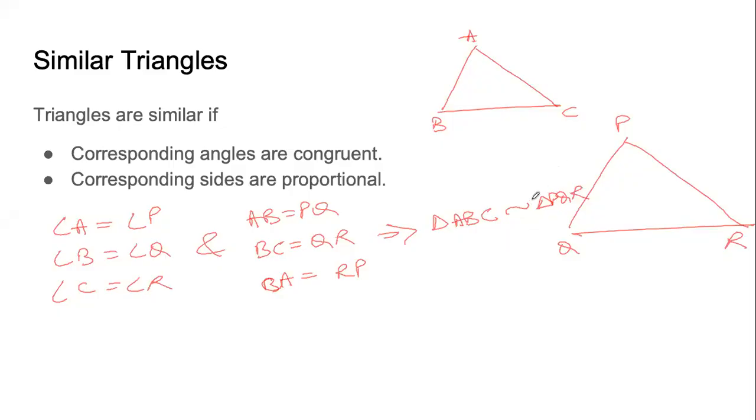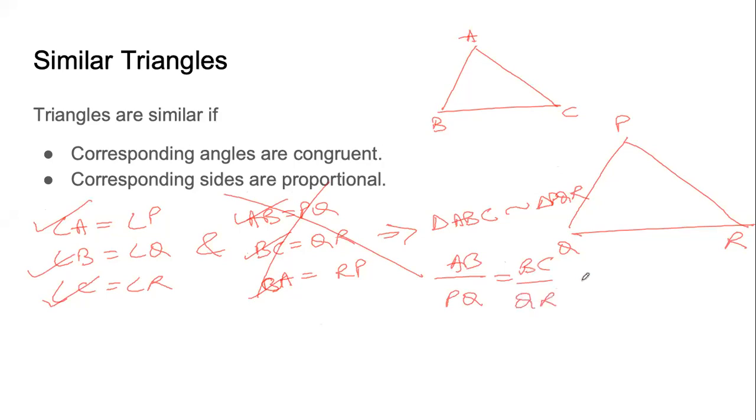So very clearly, there are 6 things that should happen. Angle, angle, angle. 3 pairs of angles should be congruent. Side, side, side. 3 pairs of sides should be proportional. I have written equals to, but I should not have written like this. This only means congruent. What I should have written is this: AB by PQ equals BC by QR equals CA by RP. What this tells you is which sides are corresponding.